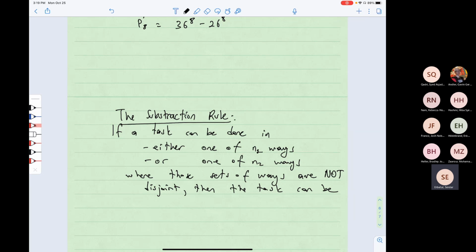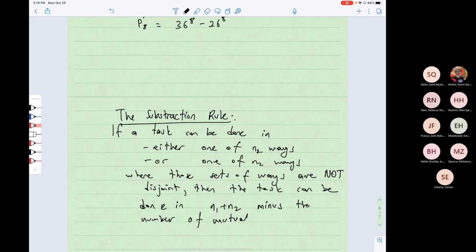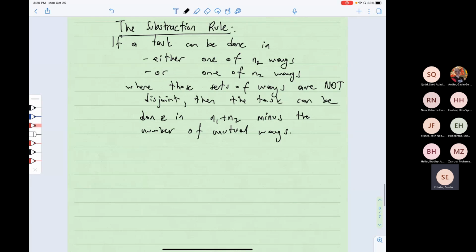Okay, so there are 2 sets of tasks, let's say ways that you can achieve a task, but imagine some of the ways are shared by the 2 sets. Then the task can be done in N1 plus N2 minus the number of mutual ways. I mean, the most basic example is this.